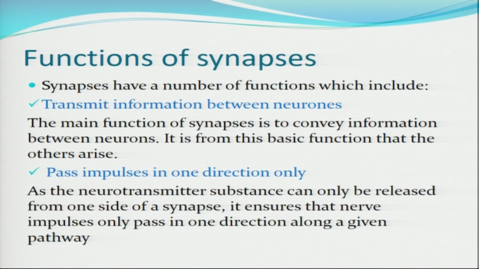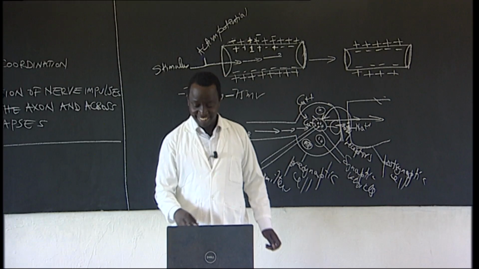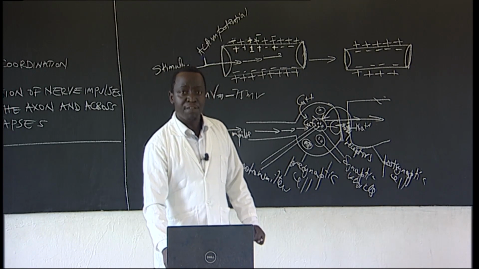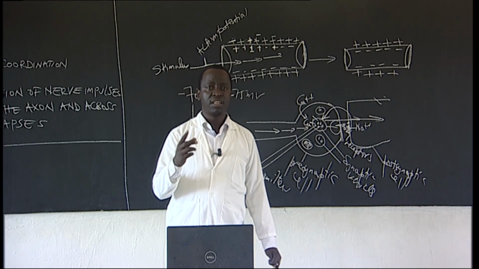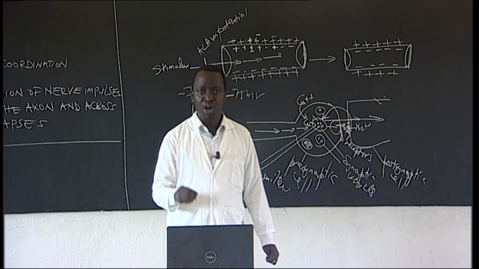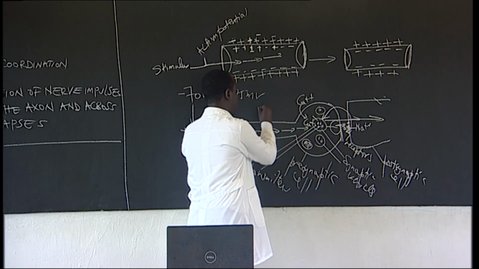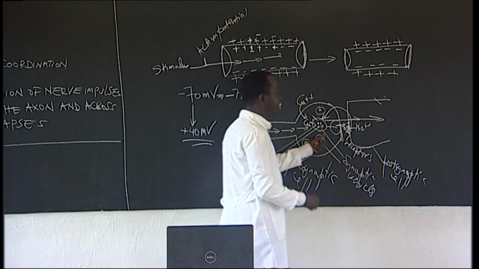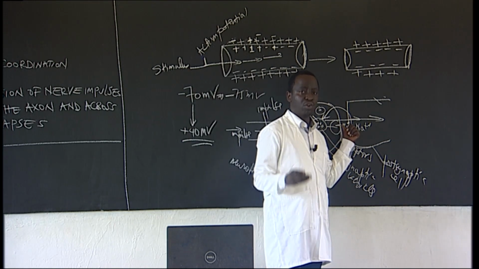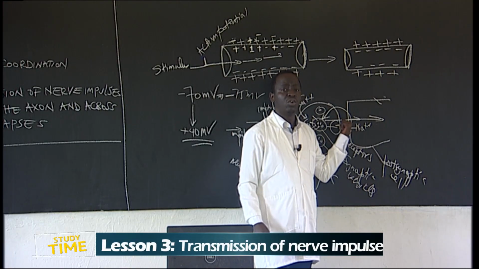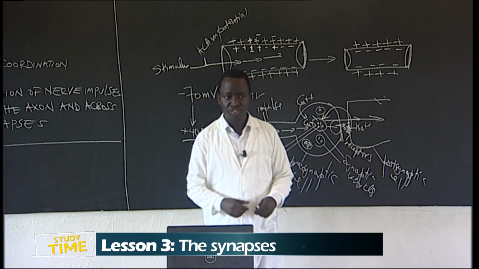So the main function of the synapse is to convey information between the neurons. Remember, in the brain you have millions of nerve cells, and information has to cross between those neurons. Are you getting this? Nice. Another function of the synapse is to allow information to pass in one direction. Because when this impulse is coming, it has to pass across this, it will flow in one direction. So the synapse allows the information to pass in one direction.